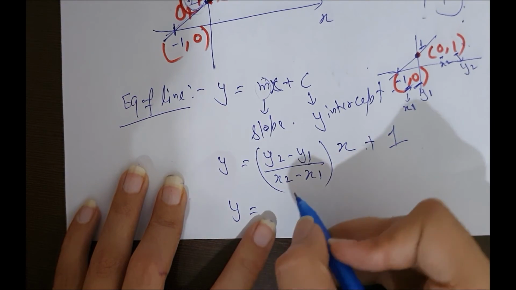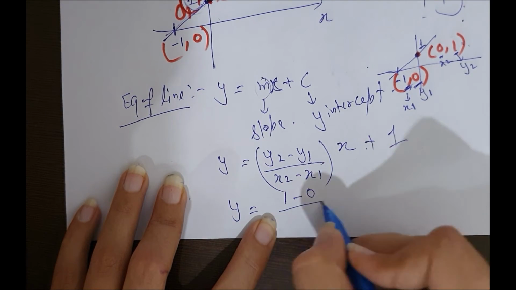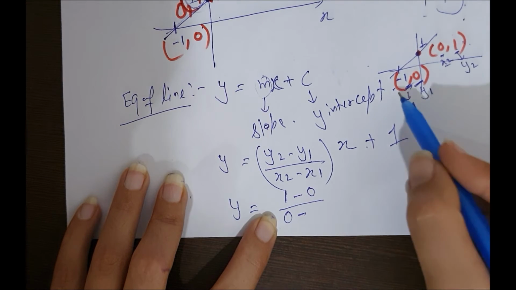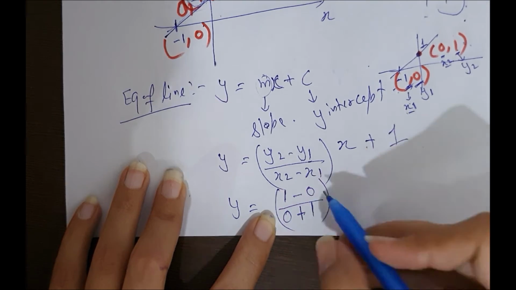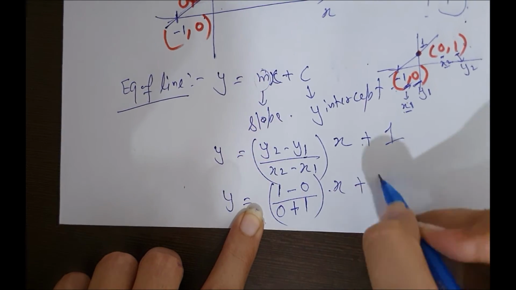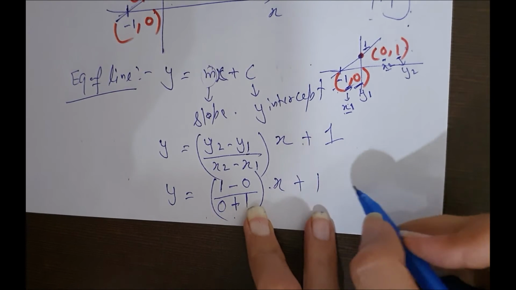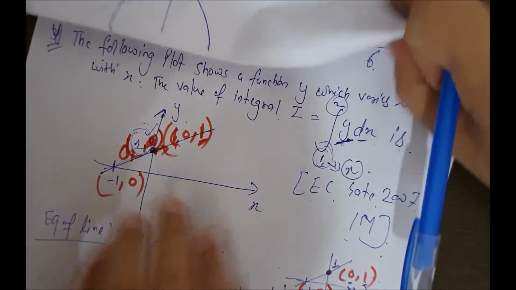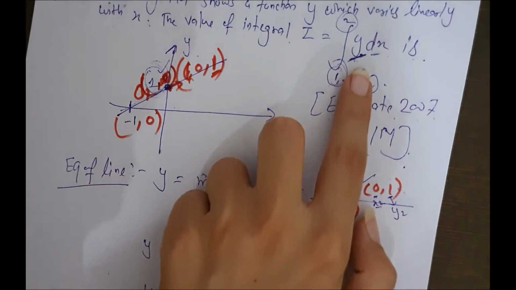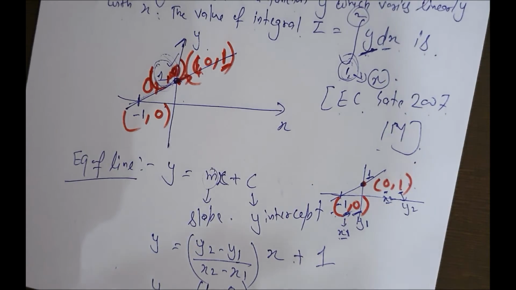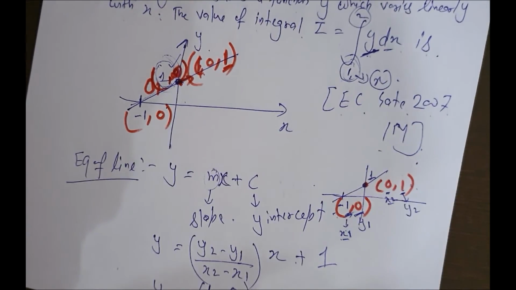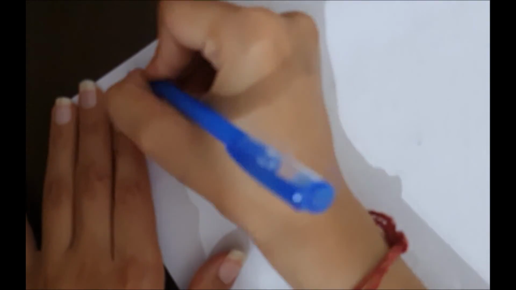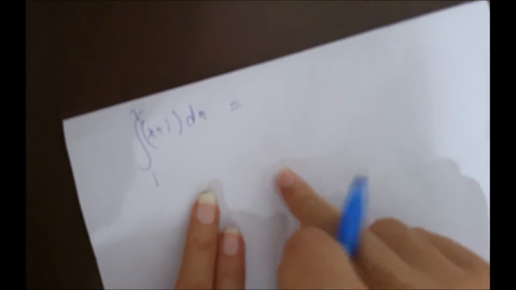This is y2, which is 1, minus y1, which is 0, divided by x2, which is 0, minus x1, which is minus 1, that is plus 1. So we will get a slope of 1. So the equation of the line comes out to be y is equal to x plus 1. So put it here. The y value from this graph comes out to be x plus 1, so the integral is x plus 1, dx, from 1 to 2. Integrate it and you will get the answer.